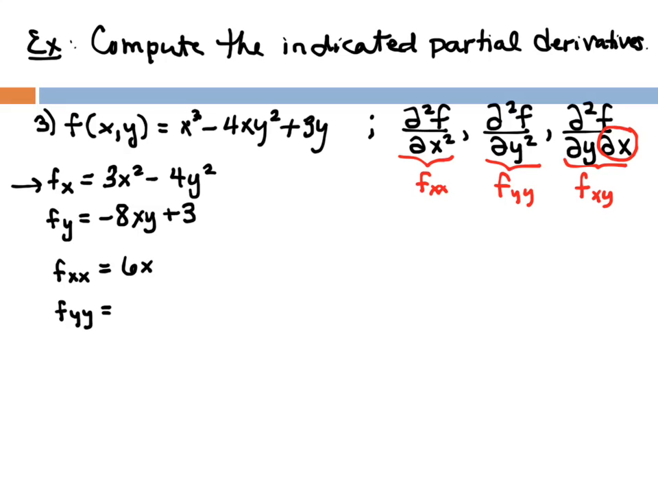How about Jordan? Can you do f sub y, y for me? You do, negative 8x. Excellent. And then the last one, f sub x, y. Sally? Negative 8y.